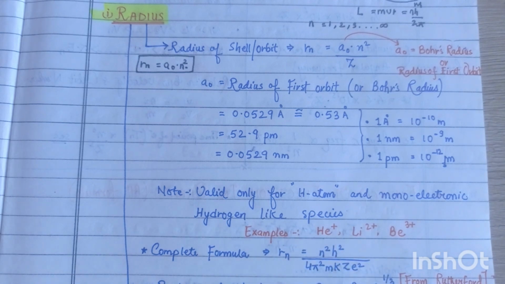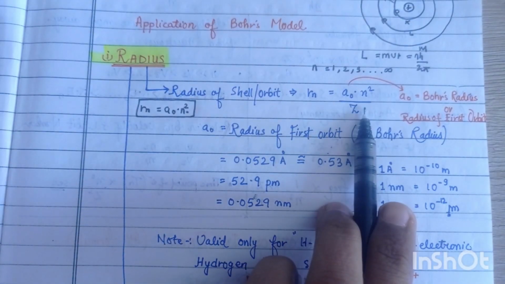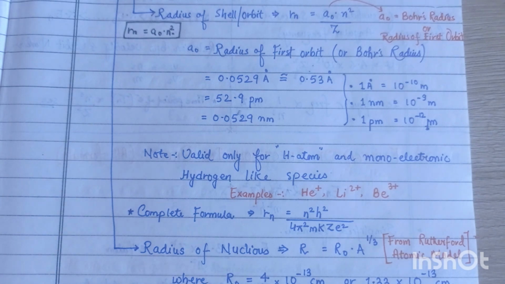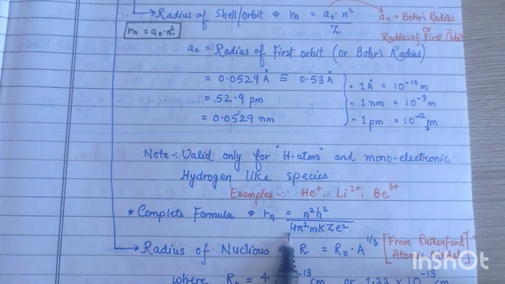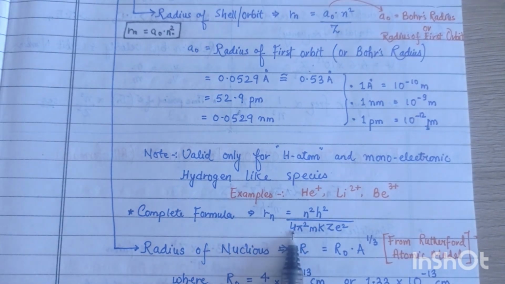Remember this point. Another point: some of the students asked me inside the classes, when I was taking online classes as well as in the coaching institute, sir, from where is Bohr able to find this formula that I'm using? Bohr concluded this formula from a very complex formula. Don't take attention to it as it is mentioned here. The complete formula: r n, the radius of the nth orbit, is equal to n square h square upon 4 pi square m k z e square. This is the formula, very complex.